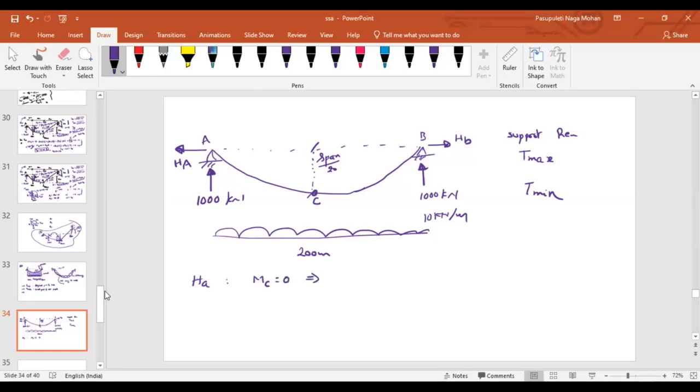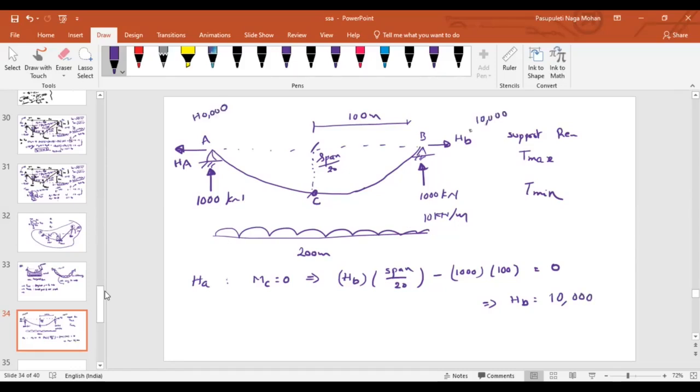If you look into the right side, because of HB, what is the moment? HB times span by 20, positive, and because of the 1000 reaction, anticlockwise, 1000 into 100, that will be equal to 0. Can you tell me what HB is? HB is nothing but 10,000.